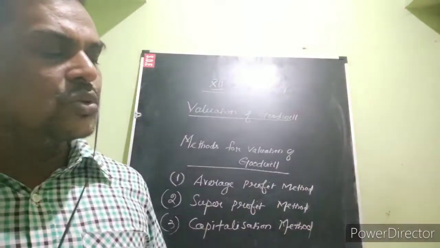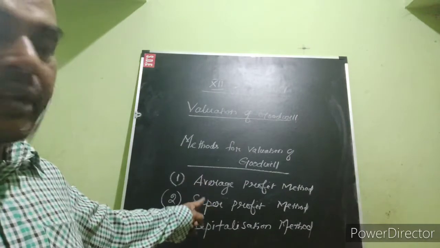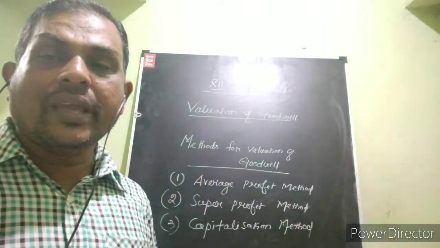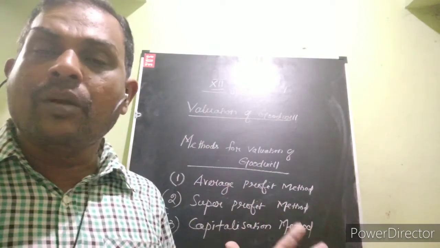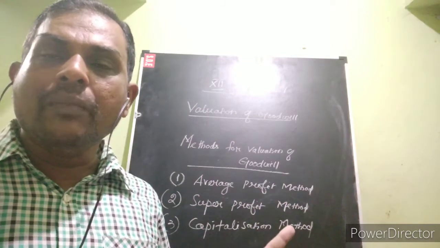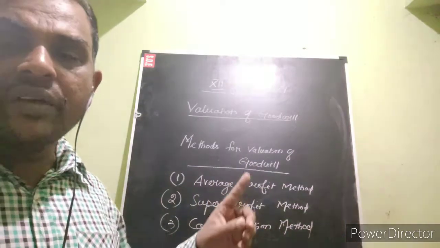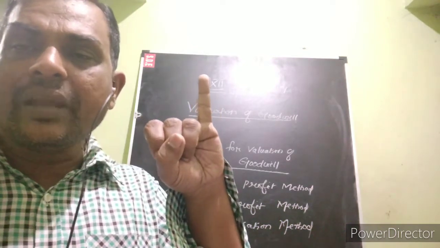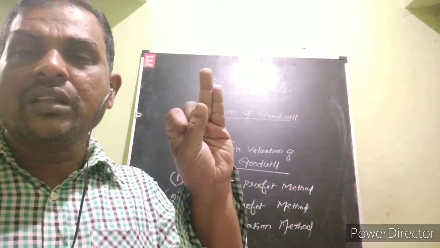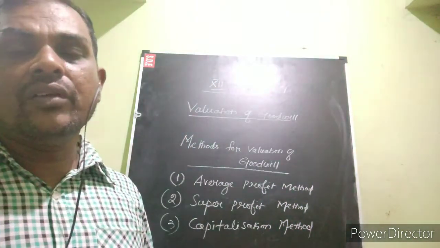Okay, students. In the next classes I will teach you how to calculate the valuation of goodwill under average profit method, super profit method and capitalization method. Practice these theory questions in this chapter. Very important theory questions, definitely they will come in the public examination. So please read all the three theory questions that I marked in this chapter. First, what are the factors determining valuation of goodwill? Second, what are the needs for valuation of goodwill? Third, what are the methods for calculation of valuation of goodwill?